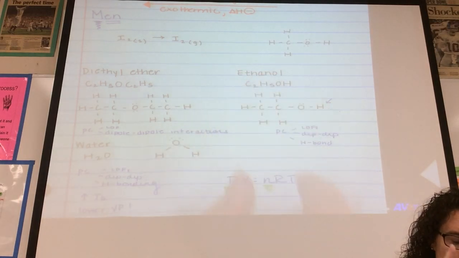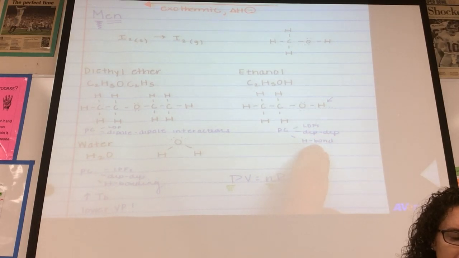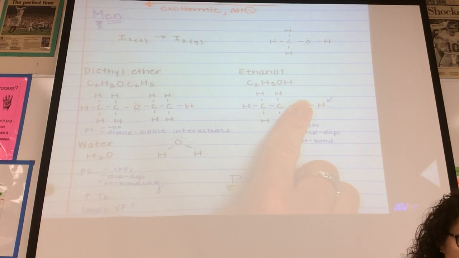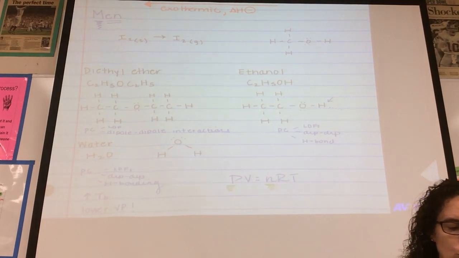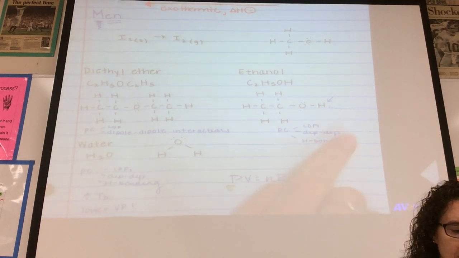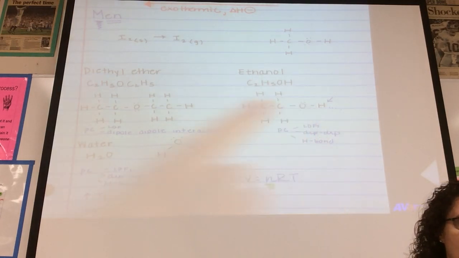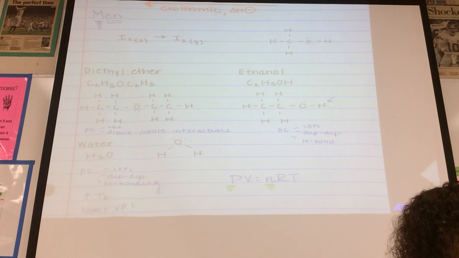Because ethanol has stronger IMFs in the form of LDFs, dipole-dipole, and hydrogen bonding capability, whereas ethane has only LDFs. It takes a higher temperature to break all of the IMFs of ethanol, hence the higher boiling point. And that's what you're looking at there.